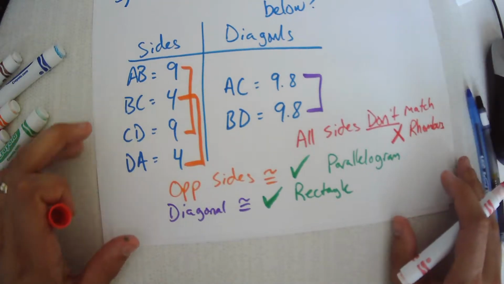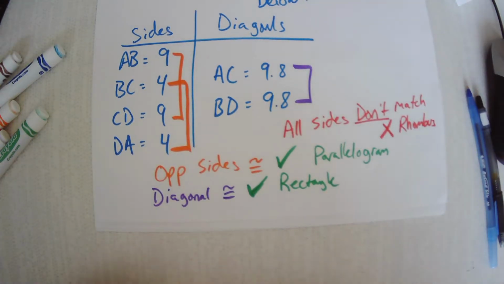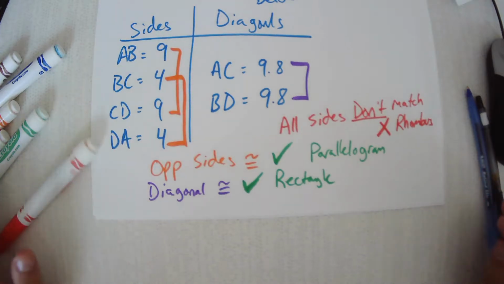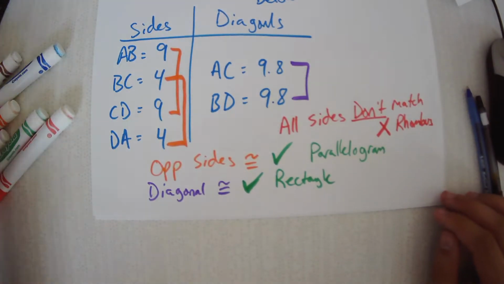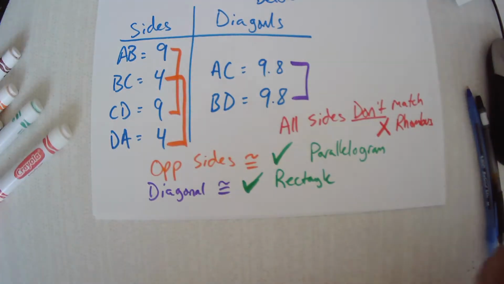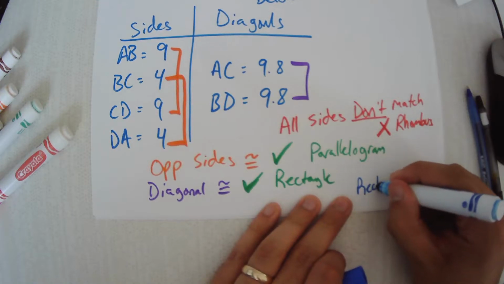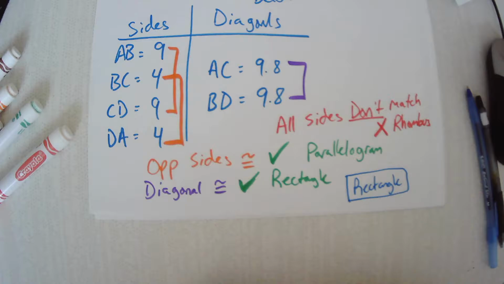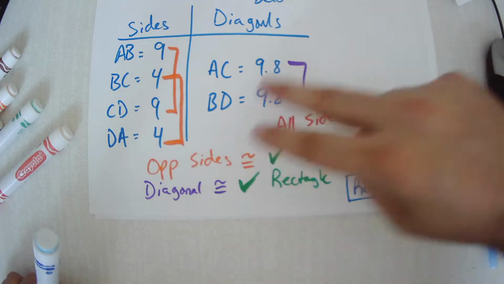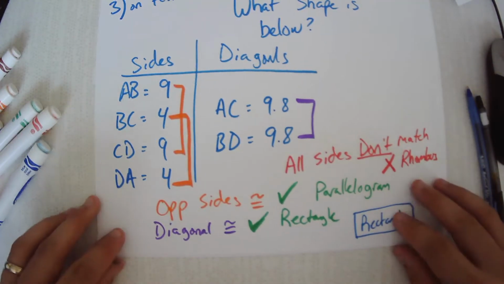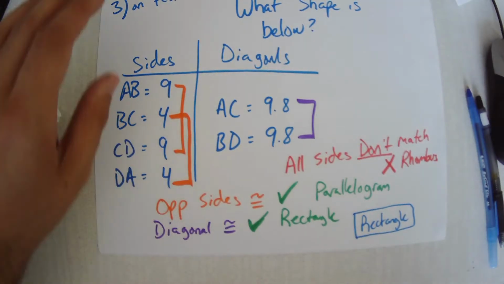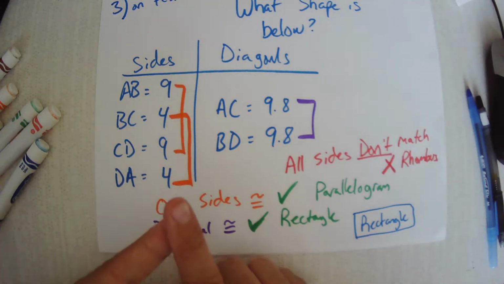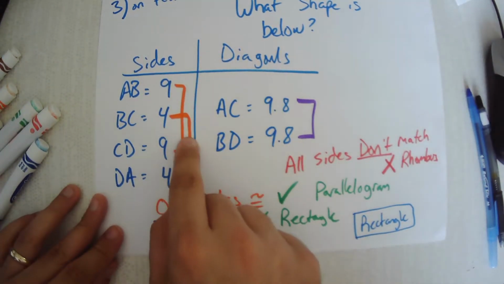So it's not a rhombus. And it has to be a rhombus and a rectangle to make a square. So all this is a rectangle. This is a rectangle because opposite sides match and diagonals match. If you looked at number 4 on your test, the diagonals did match, but these don't always match.